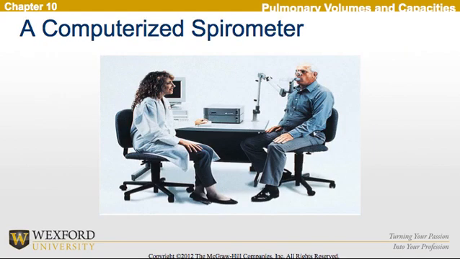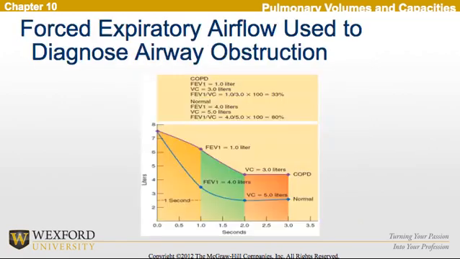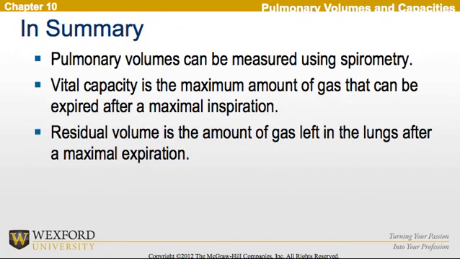This is simply a diagram of a computerized spirometer, which can be used for diagnosis. And in this diagram below, we see the forced expiratory airflow used to diagnose airway obstruction. In summary, the pulmonary volumes can be measured using spirometry. The vital capacity is the maximum amount of gas that can be expired after maximal inspiration. Finally, residual volume is the amount of gas left in the lungs after a maximal expiration.